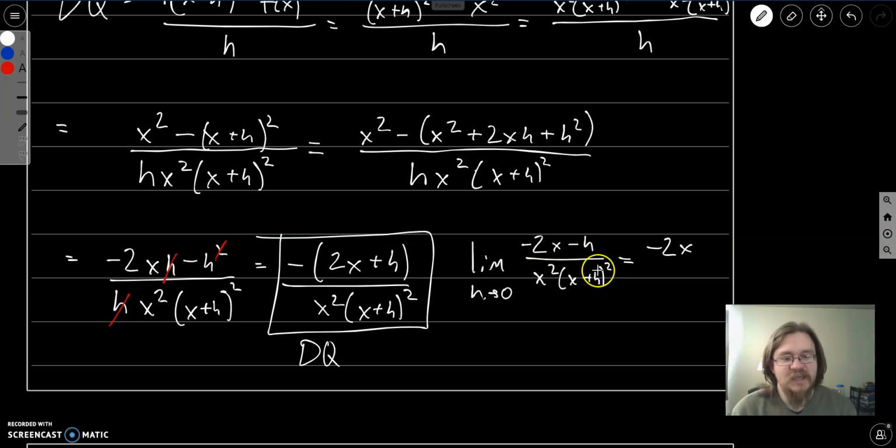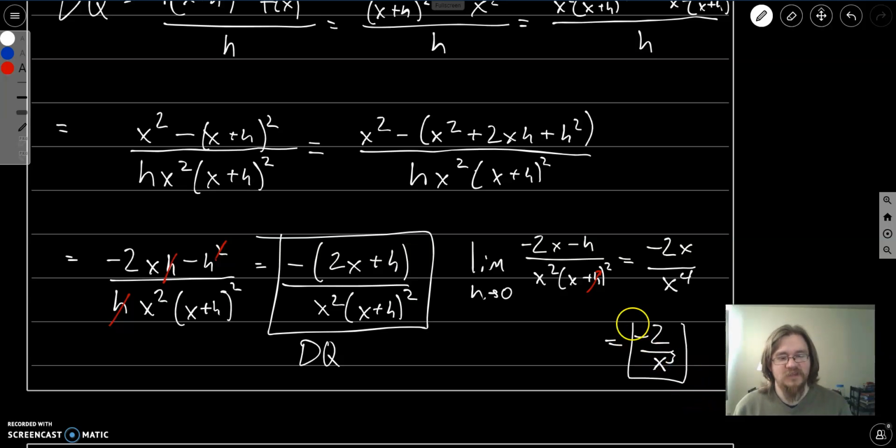On the bottom, as h goes to 0, well, h is just going to go to 0, and nothing much is changing. So I have x squared times x plus h squared. Well, x plus h is just getting closer and closer to x. So this is getting closer and closer to x squared times x squared, which is going to be x to the 4th power. And dividing a copy of x on top and bottom is going to give us minus 2 over x cubed. This is our derivative.